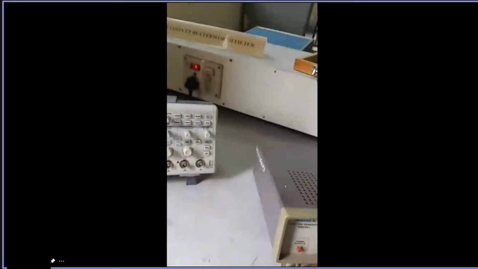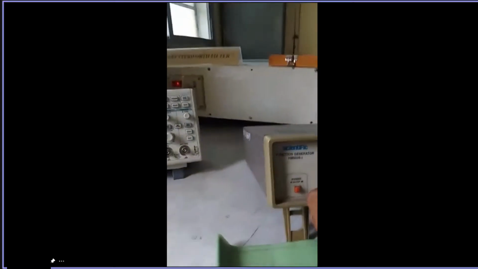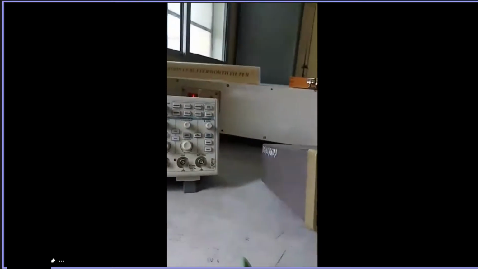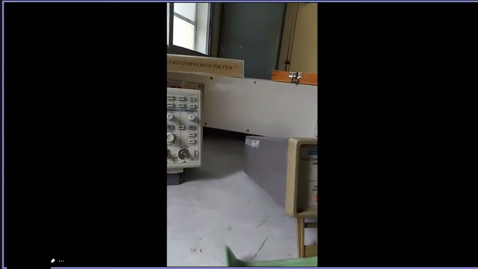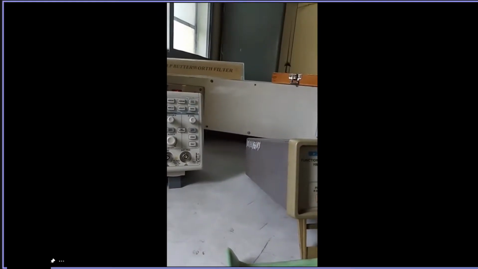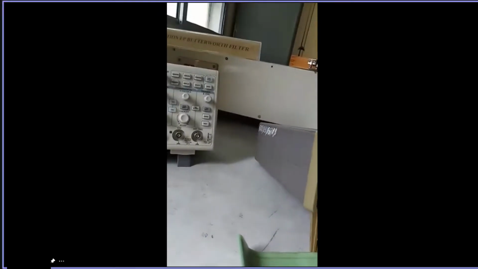Now we are going to change the input. Previously it was 100 hertz. Now we are making it 300 hertz. We are going to change the frequency, okay?